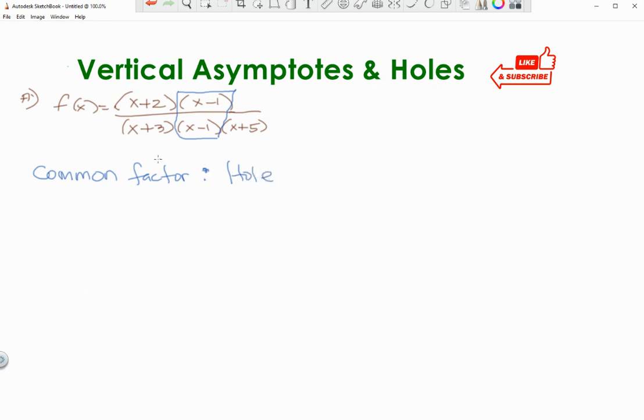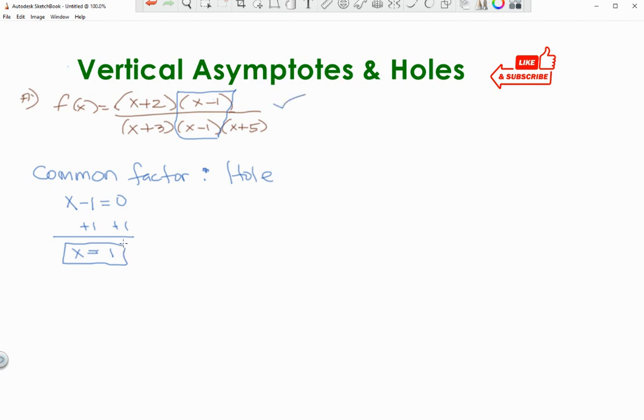So you need to set that one equal to 0. In this case, those are the factors that are in the numerator and also in the denominator. So now I'm going to say x minus 1 equals 0. I'm going to solve for that value of x, so therefore x equals 1. This is the location of the hole for this function.